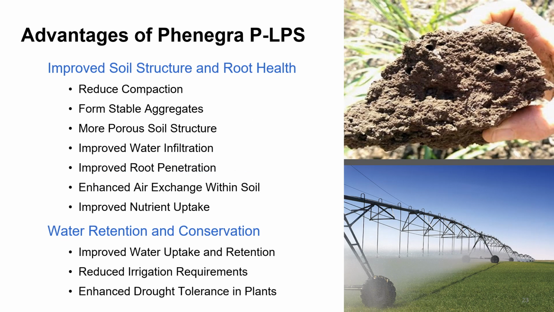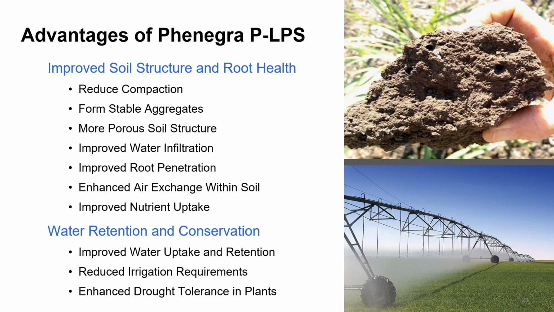Improve soil structure and root health. Slide 23, reducing compaction, right? Otherwise, you have to reduce the compaction mechanically, or you have to reduce the compaction monetarily. You have to buy things that reduce compaction. We end up having stable aggregates. We have a more porous soil structure through the roots with more dendrites. Because think about what roots do. They break up the soil. You have improved water infiltration because of the broken through soil, because of the improved root penetration.